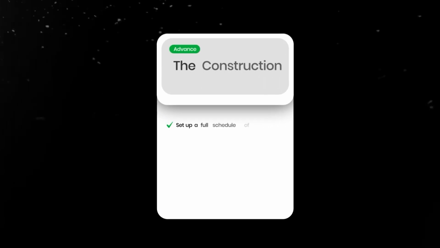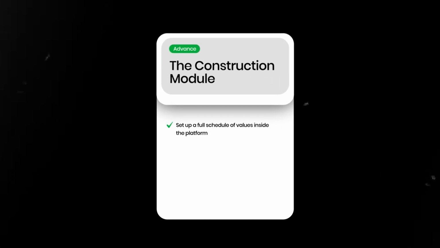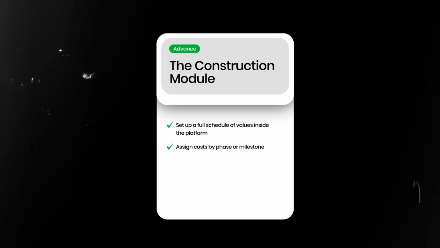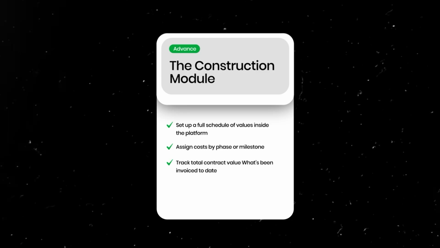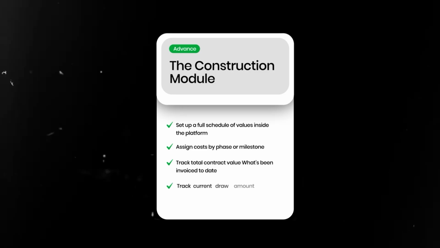You can set up a full schedule of values inside the platform, assign costs by phase and milestones, and track total contract value that's been invoiced to date and current draw amount and what's remaining, all at that phase level. That schedule of values spreadsheet, most contractors are billing separately in Excel right now. This is designed to replace that.